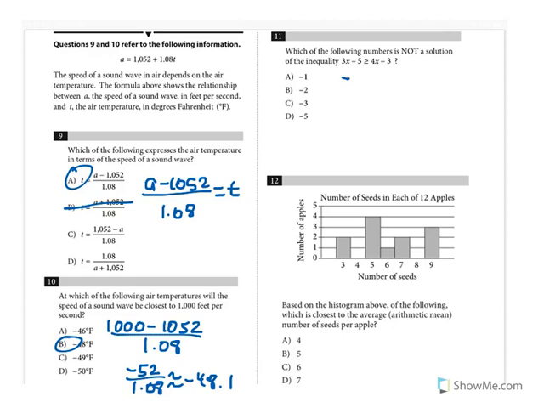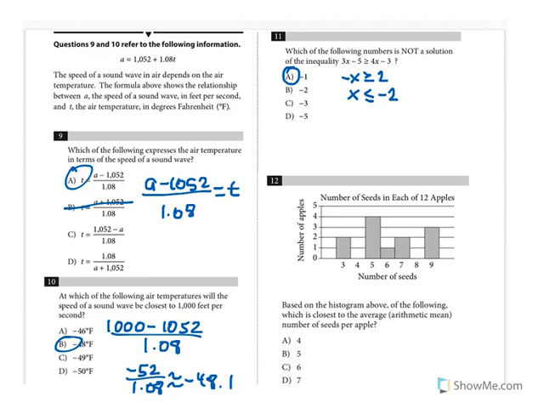Subtract that 4x from each side: negative x is greater than or equal to, add that 5 to each side, 2. We can't have that negative x. We know when we multiply or divide by a negative with an inequality, it flips our sign. So x is less than or equal to negative 2. Which one of those answer choices is not less than or equal to negative 2? And it is A, negative 1.